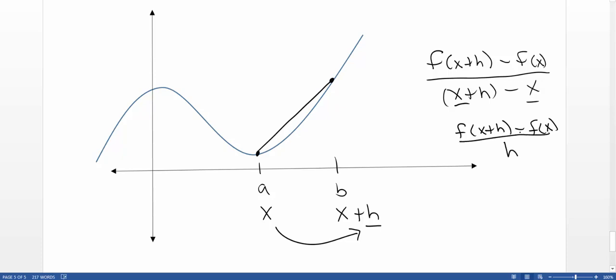So the average rate of change between these two points is f of x plus h minus f of x all divided by h. That's equivalent to f of b minus f of a over b minus a. Where the limit comes in is this idea that the closer we get to the point we're interested in, right?